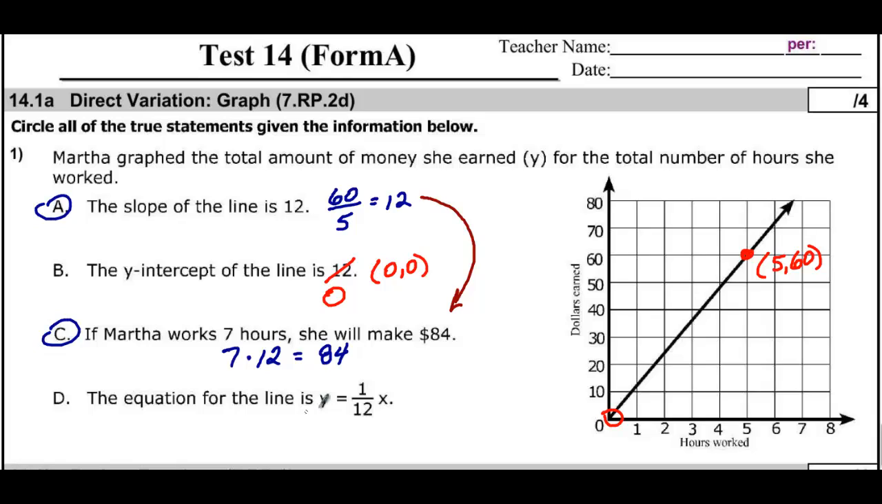And finally, D, the equation for the line is y equals 1/12 x. No, because we'll go back up to that slope we calculated. We know that the equation of a line is y equals the slope times x. So in this case, the correct equation is y equals 12x. And this is what we talked about doing: if you're going to say it's true, show why. If you're going to say it's false, show why.